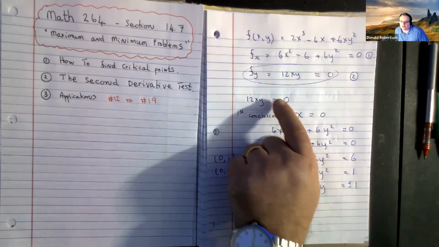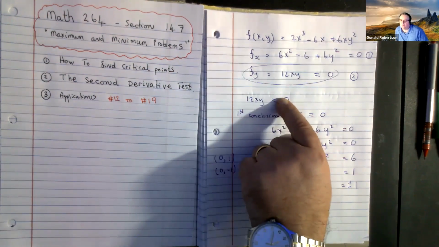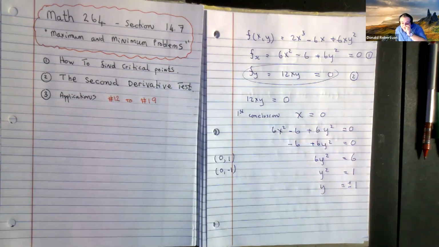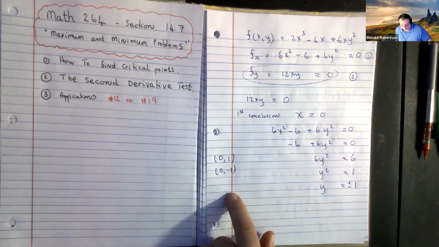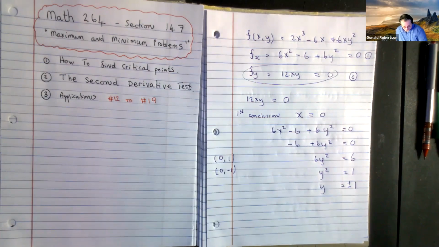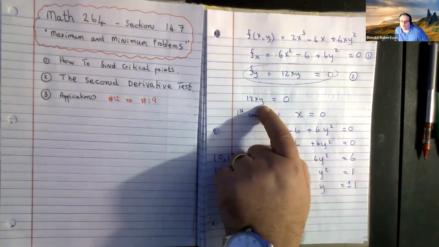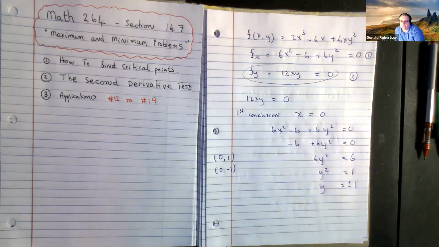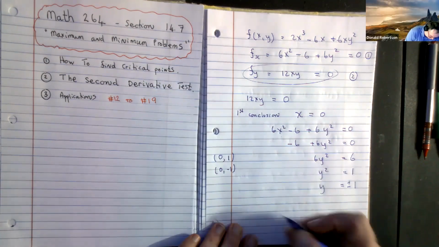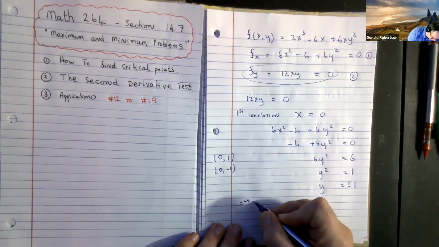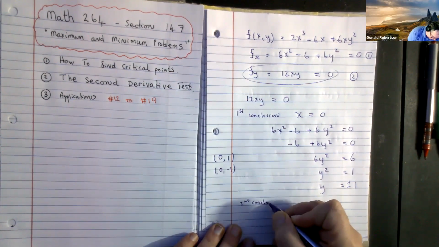Now, there is another conclusion that I could have come to from this guy. The conclusion I started with is that maybe x was 0, and that's good because it generates two answers. What's the other conclusion I could have made from 12xy equals 0? y equals 0. Okay, now let's see what happens with that. I'll call that my second conclusion, though it doesn't need a name.